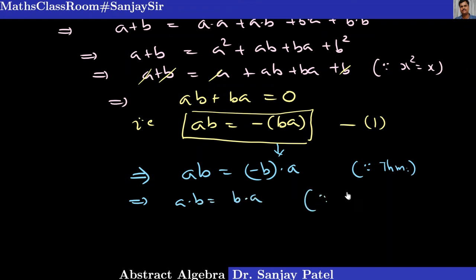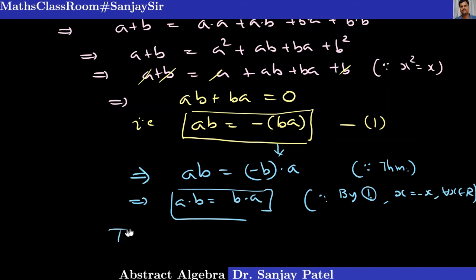in the Boolean ring, by the first part, we know that a is equal to minus a, or x is equal to minus x for every element in the ring. So for minus b, I can replace it by plus b. x is equal to minus x for every x belonging to the Boolean ring. So this proves the required result. So thus R is a commutative ring. So every Boolean ring is always a commutative ring.